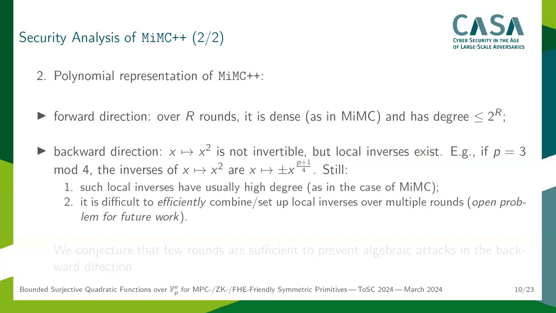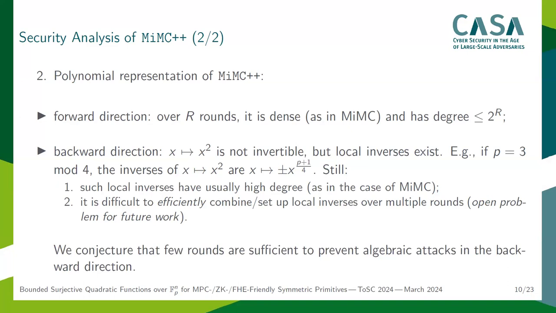So what can we observe? First of all, we have local inverses, but usually these local inverses have very high degree. And second of all, if we want to combine local inverses over multiple rounds, that's quite difficult to do because you have to be very careful with the domain and the codomain of these local inverses. So what I conjecture is that few rounds are sufficient to prevent this algebraic attack in the backward direction. But again, it's not completely clear how to do that. So I think that could be a very interesting open problem to study.